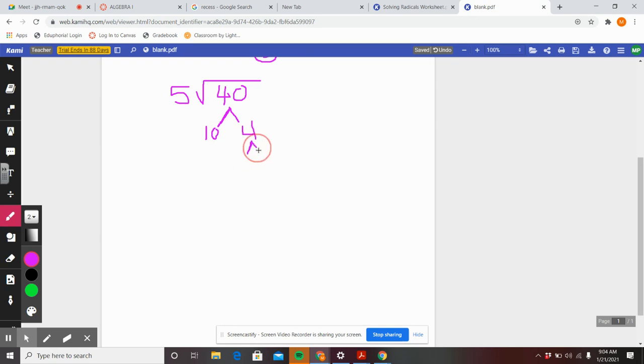4 and 10. Okay, this 4 breaks down to 2 and 2. This breaks down to 5 and 2. So what we have a pair of is one set of 2. So a 2 comes out, and you multiply it by the front. So 2 times 5 is 10. And then you multiply what you have left together, and that stays in. So 5 times 2, 10.